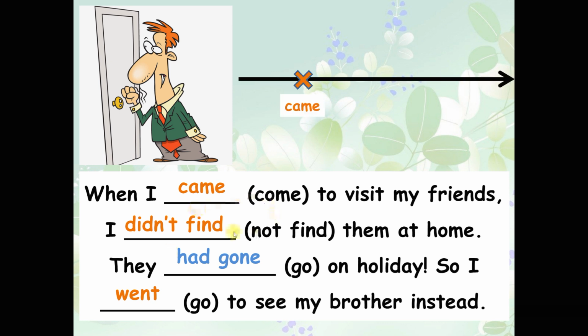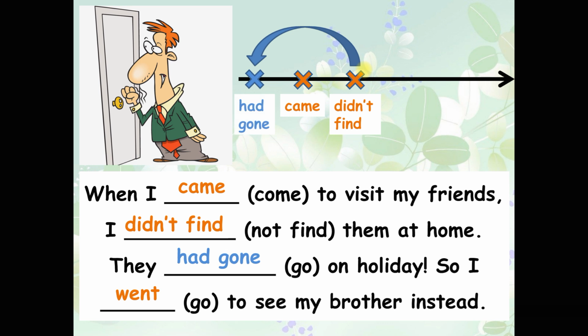The first one on the timeline was came. After that, this man didn't find his friends at home. He didn't find them at home because before that they had gone on holiday. But after he didn't find them, the next action was he went to see his brother instead. That's why we use the past simple and the past perfect here like this.